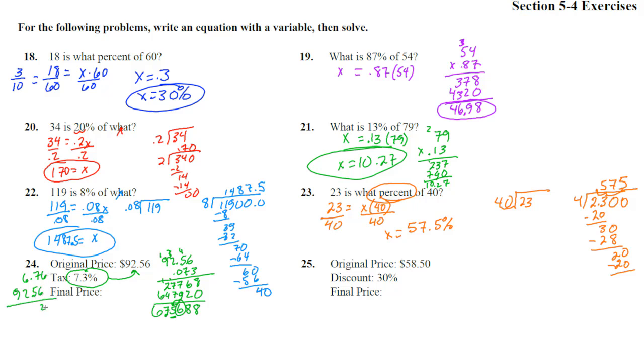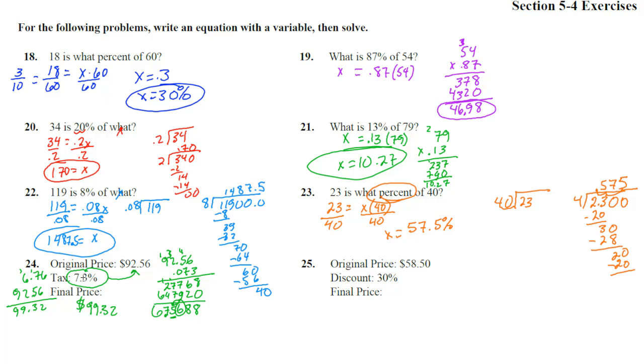6 plus 6 is 12, carry the 1. 7 plus 5 is 12, plus 1 is 13. Carry the 1. 1 plus 6 is 7, plus 2 is 9, and then the 9. So the final price is 99.32. And notice that we had to do two things.